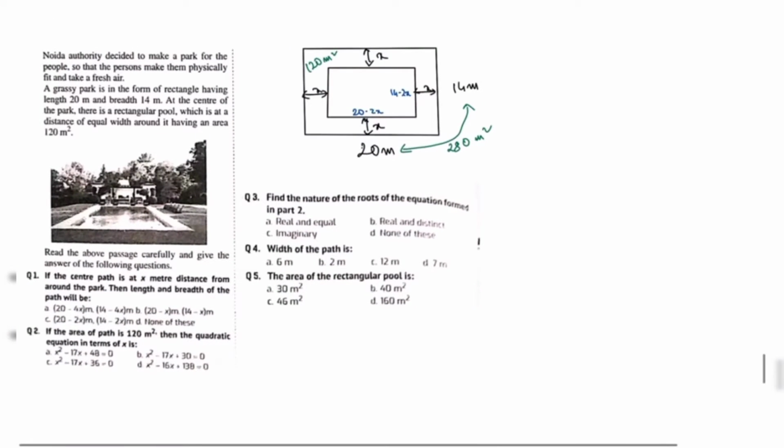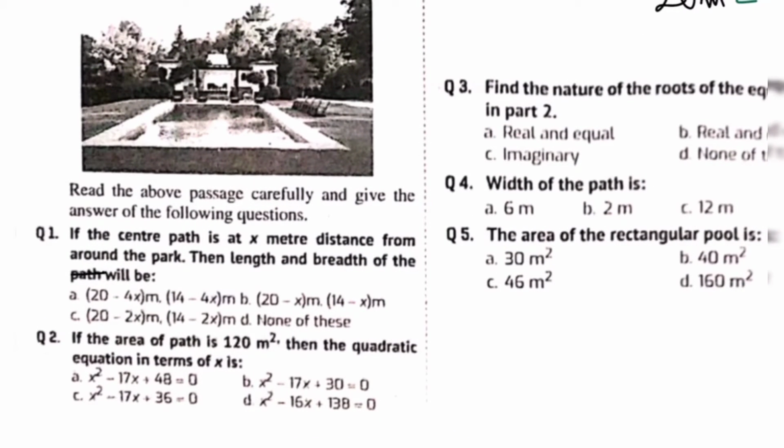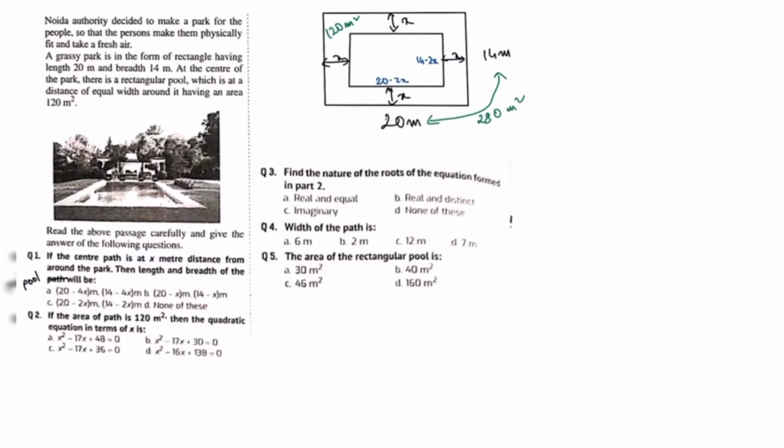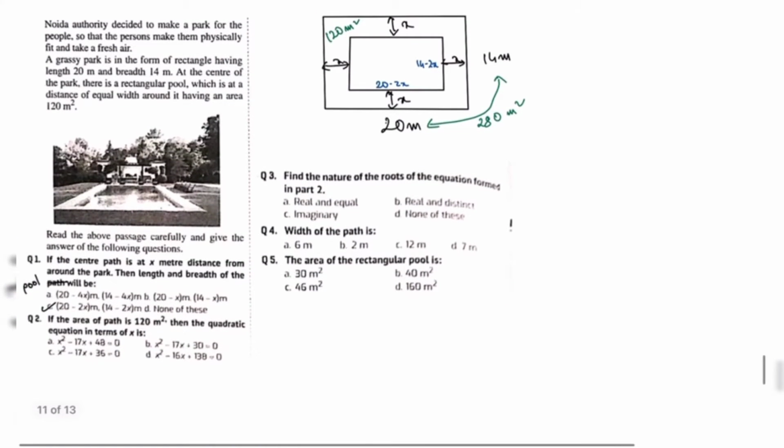So as expected, center path is at x meter distance, so that path has a width of x meter. Then what is the length and breadth of, not the path, this should actually be length and breadth of the pool. So as I said, 20 minus twice x, 14 minus twice x, fine. If area of the path is 120 meters square, then what is the quadratic equation in terms of x?